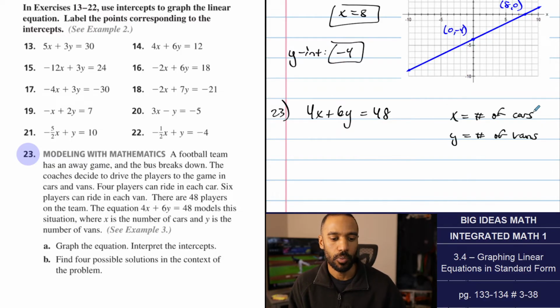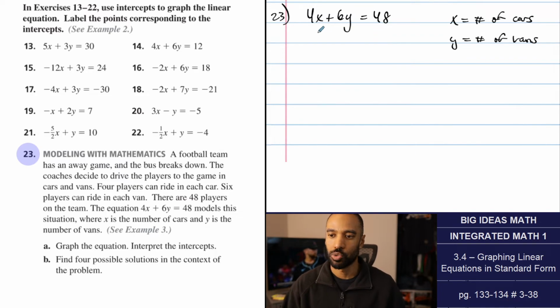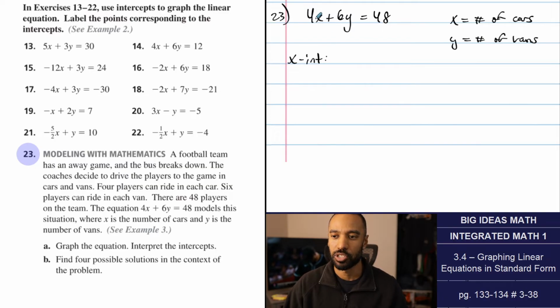Graph the equation, interpret the intercepts. So as far as this goes, we've done x-intercepts and stuff before. Maybe we can do these ones mentally, y'all. X-intercept.